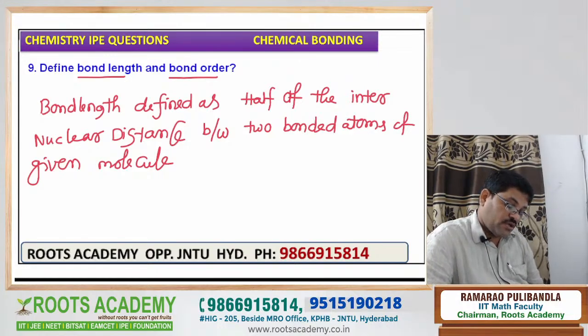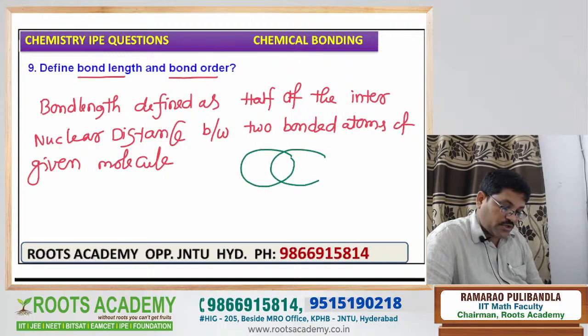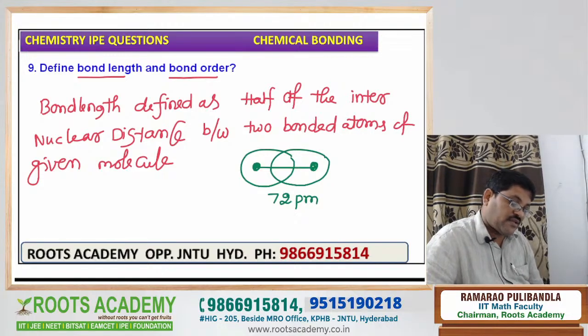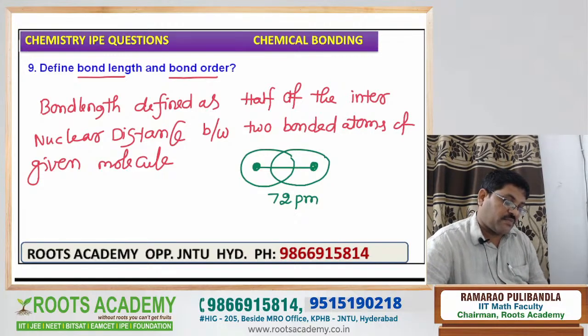For example, take the example of H2 gas. So this is the H2 molecule. This is the nucleus of the first atom, and this is the nucleus of the second atom. So this is the bond length. What is the exact bond length? 72 picometers. So what is the meaning of bond length? Half of the internuclear distance between the 2 bonded atoms of a given molecule is known as bond length.